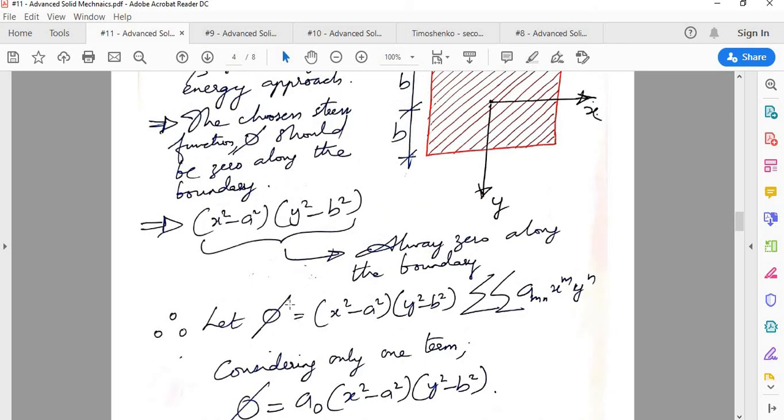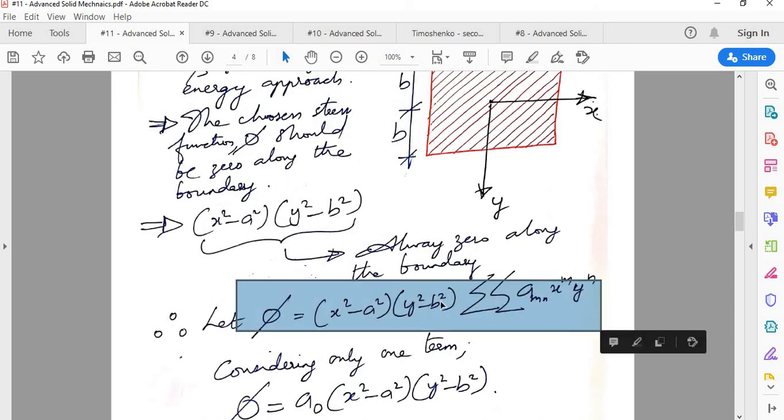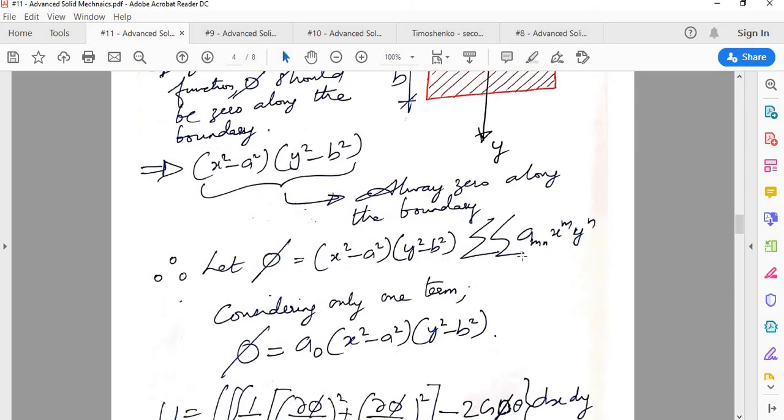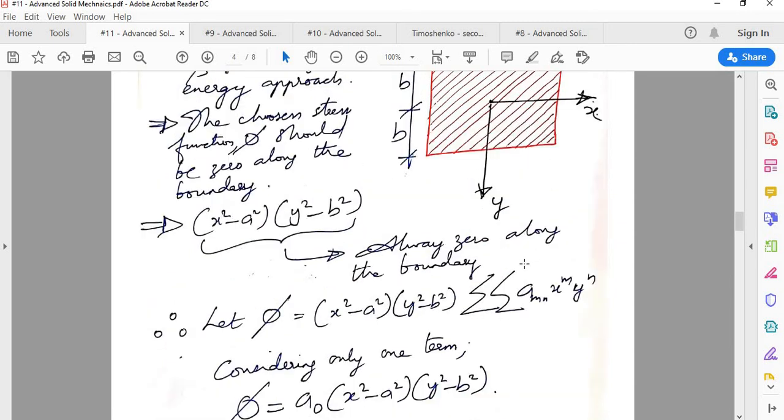So first condition is satisfied. This phi chosen is satisfying the boundary condition irrespective of how many terms you take. Okay, so that is fine. So let us try to solve this. Now as a starting point, let us take just one term.